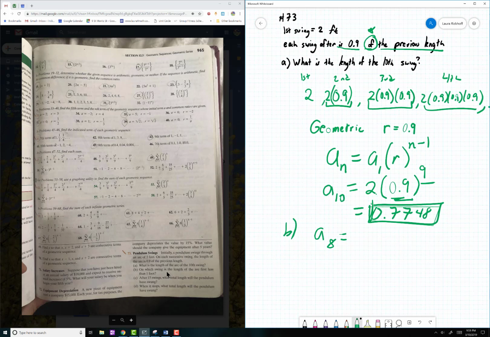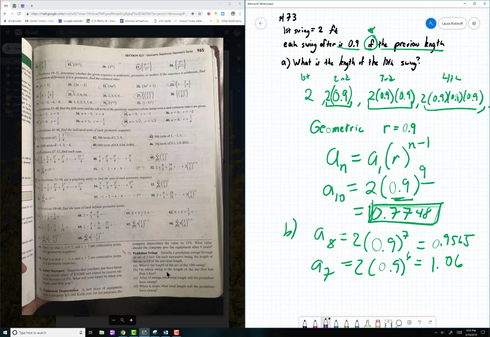So let's say we try 8. That'd be the first term times 0.9 to the 7th. So if I punch that in on my calculator, I get 0.9565, and it is less. And so I'm wondering on the 7th term, was it less? Let's find out. So it was still more than 1 on the 7th. So you needed to go to the 8th term to be less than 1. So by the 8th swing, it's less than 1.